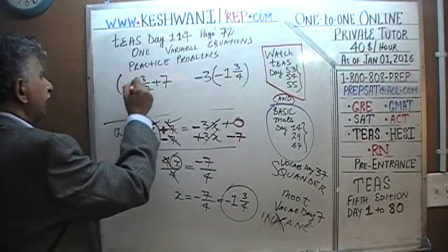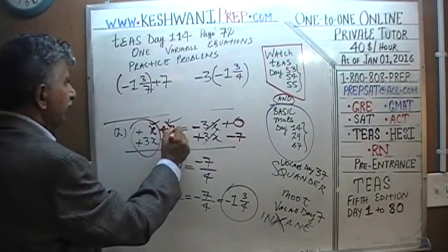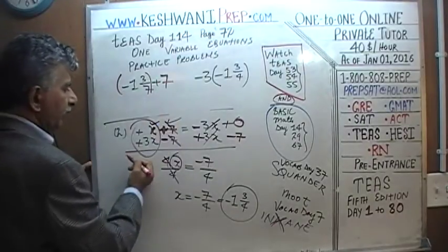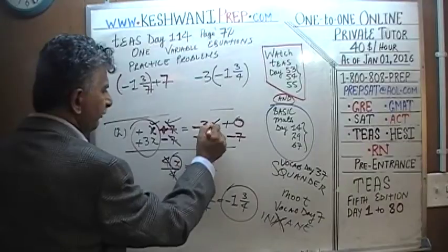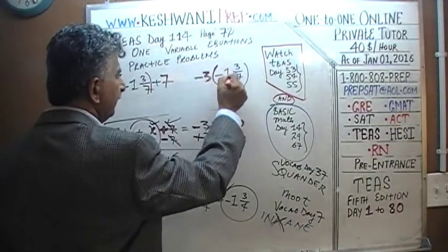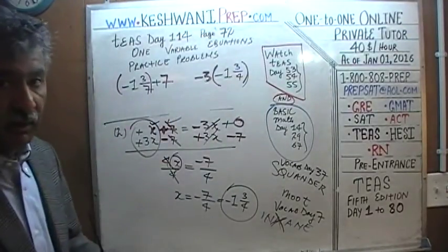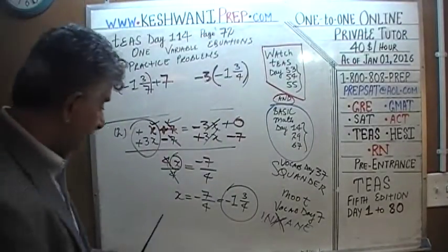This quantity here is our x, which is right here, plus a 7, which is this part right here, plus a 7. And on this side, we have negative 3x. That's all we're given, negative 3x. Negative 3, negative 3, and x. These two sides have to equal each other if our answer is indeed correct. Let's find out, shall we?